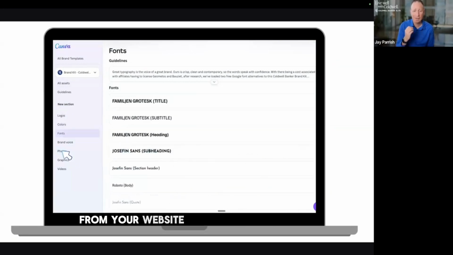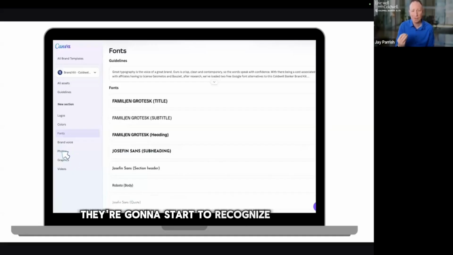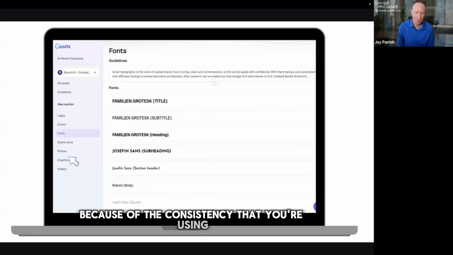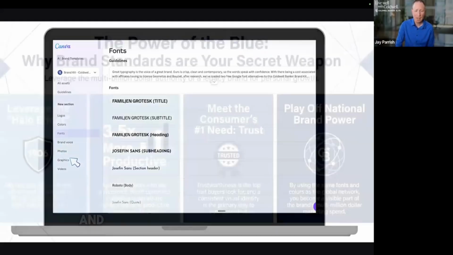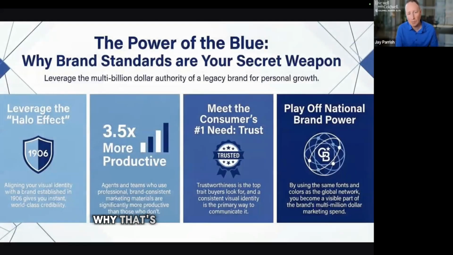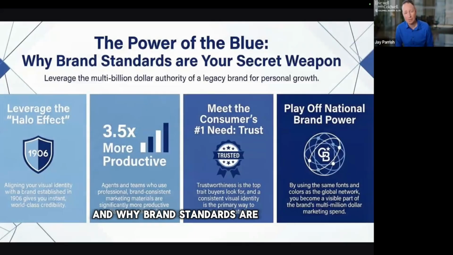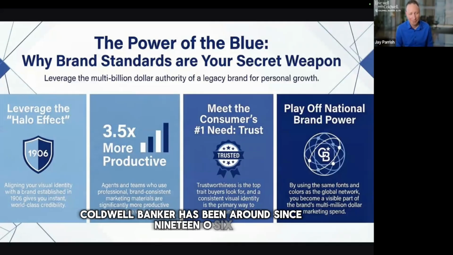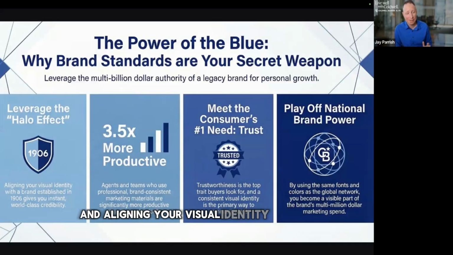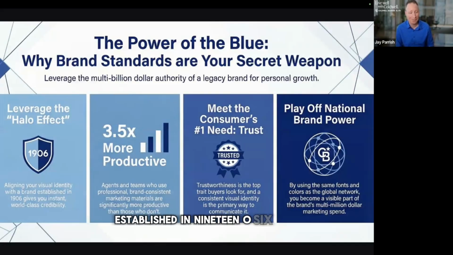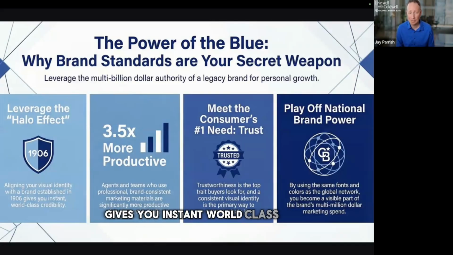From your website to your social media. For the clients, they're going to start to recognize the things that you're producing because of the consistency that you're using across the board. And I just wanted to briefly talk about why that's so important. The power of blue and why brand standards are your secret weapon. Essentially, you're able to leverage the halo effect. Coldwell Banker has been around since 1906, and aligning your visual identity with a brand established in 1906 gives you instant world-class credibility.